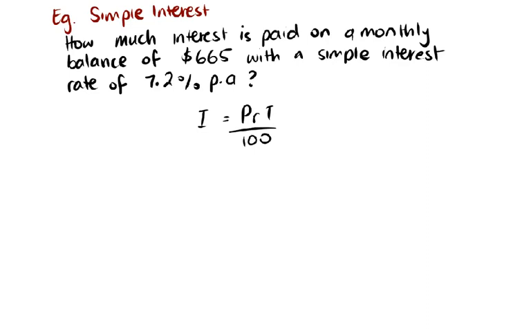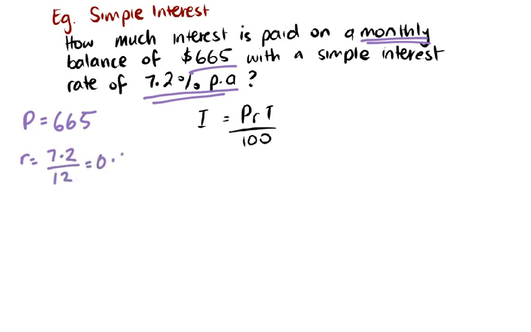In this example, it says how much interest is paid on a monthly balance of $665 with a simple interest rate of 7.2% per annum. Now I've already noticed that we've got our principal, so that's 665, and we've also got a rate here that is 7.2%. However, looking at the question, it says monthly, whereas our interest rate is per annum, so per year. So I'm going to divide this 7.2 by 12 to get a monthly rate, and that would equal 0.6. And lastly, our time period equals 1 because we're just looking at 1 month.